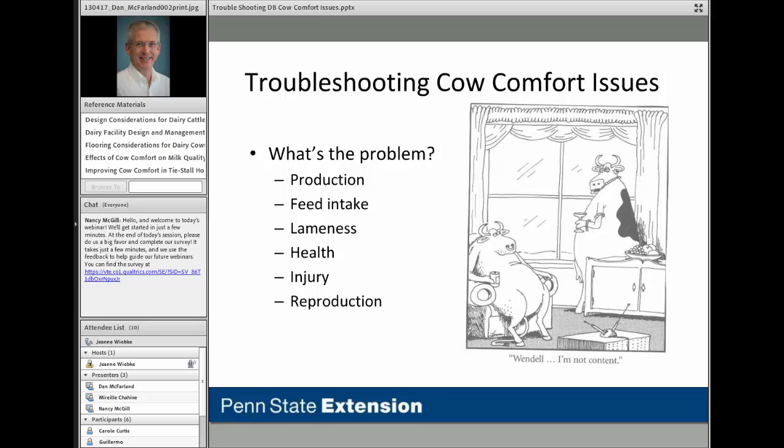It's a little bit easier to know what you're after if you know what the problem is. And all of the things listed here can be related to facility design and features. But they can also be caused by other things, such as inconsistent or poor feed quality and perhaps lackluster management.